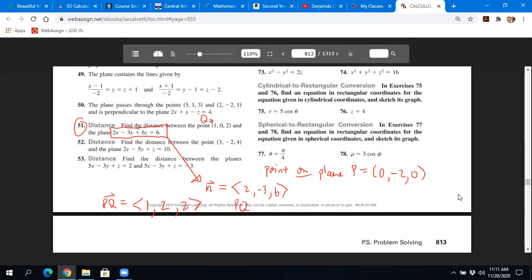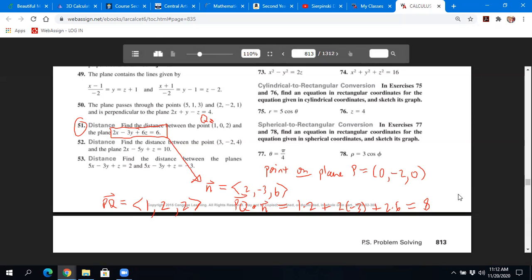Okay, so you go PQ dotted with N. And again, this formula didn't come out of thin air. We got it from thinking about projections. So PQ dotted with N is going to be 1 times 2 plus 2 times -3 plus 2 times 6. So what do we get here? 1 times 2 is 2. Plus 2 times -3 is -6. And then 2 times 6 is 12. 12 minus 6 is 6, plus 2 is 8. That's what the dot product is, 8, right?